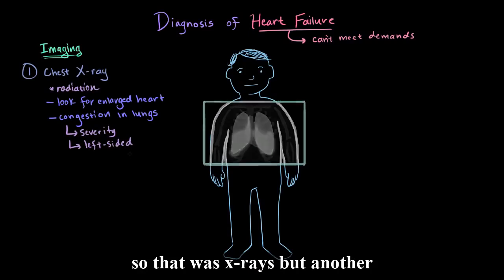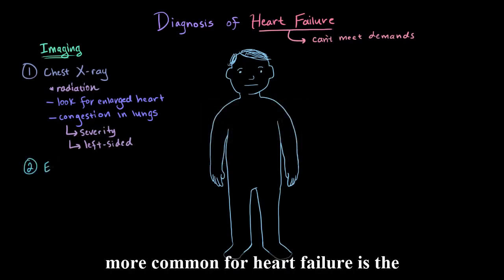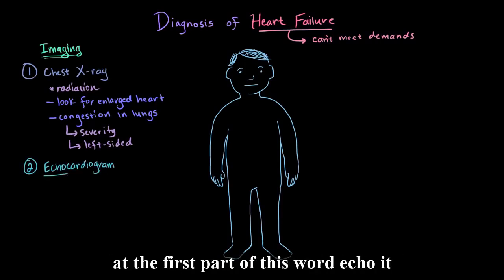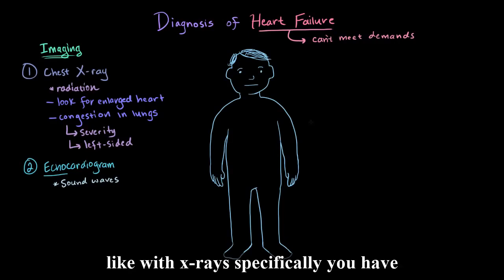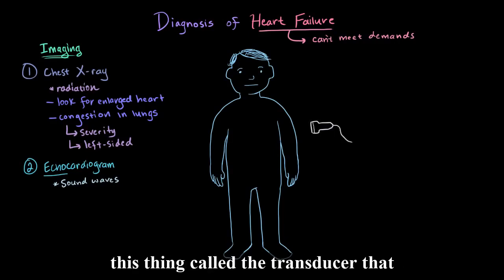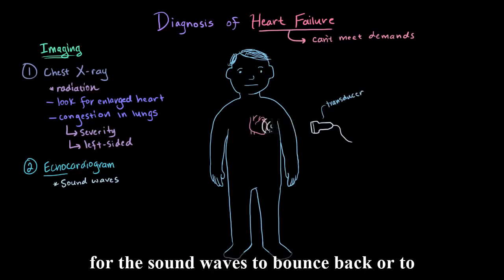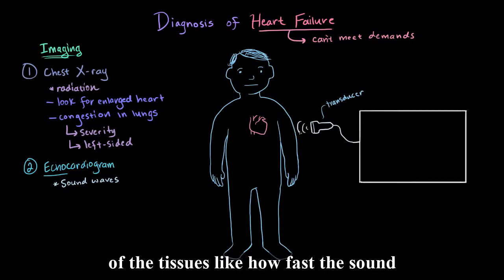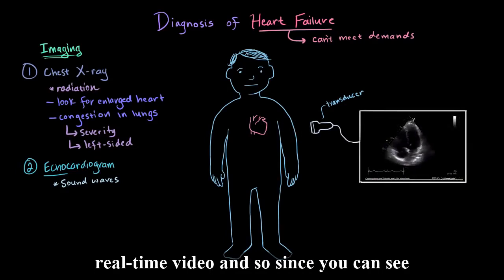So that was x-rays, but another diagnostic imaging technique that we sometimes use, and it's probably actually more common for heart failure, is the echocardiogram. And so if we take a look at the first part of this word, echo, it kind of clues us into its meaning. This diagnostic uses sound waves, actually, instead of electromagnetic radiation, like with x-rays. Specifically, you have this thing called the transducer that sends out sound waves, and then it waits for the sound waves to bounce back, or to echo. And by knowing certain properties of the tissues, like how fast the sound waves are going to move through them, we can get this image and even sometimes a real-time video.